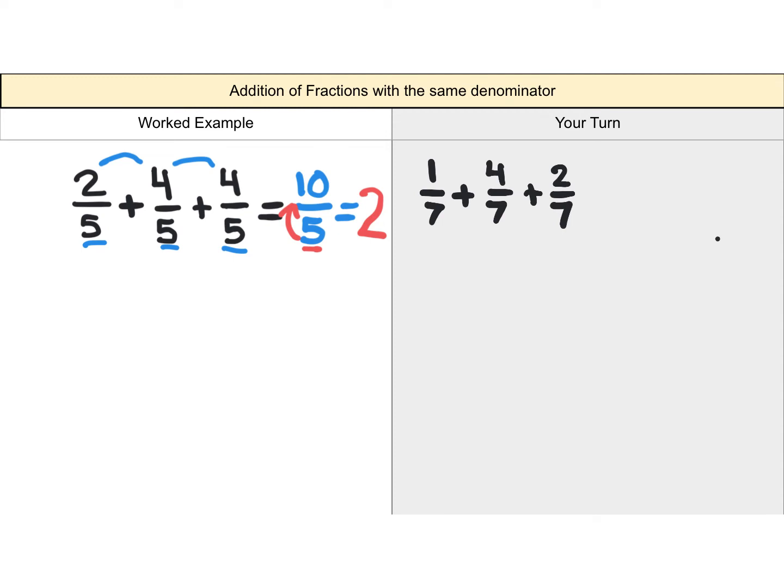Now your turn. First we add the numerators. 1 plus 4 is 5. 5 plus 2 is 7. The denominator is the same for all of these, so we just write down the number 7. And 7 goes into 7 one time, so that means that 1 is our final answer.